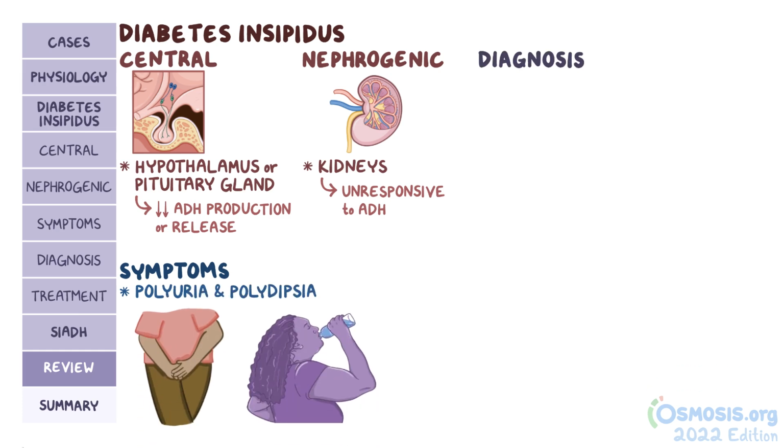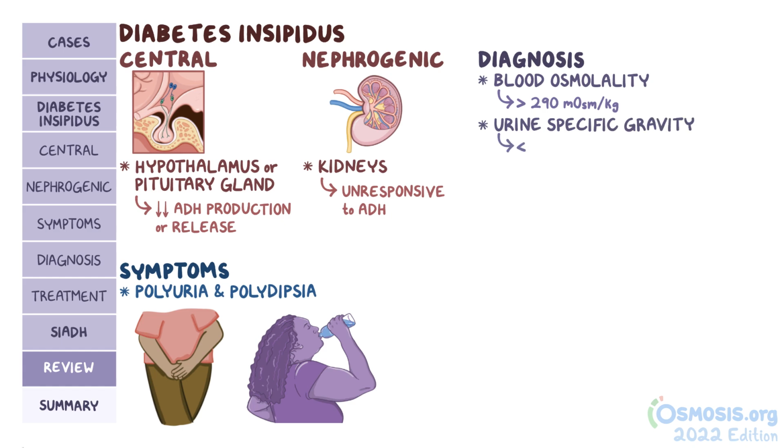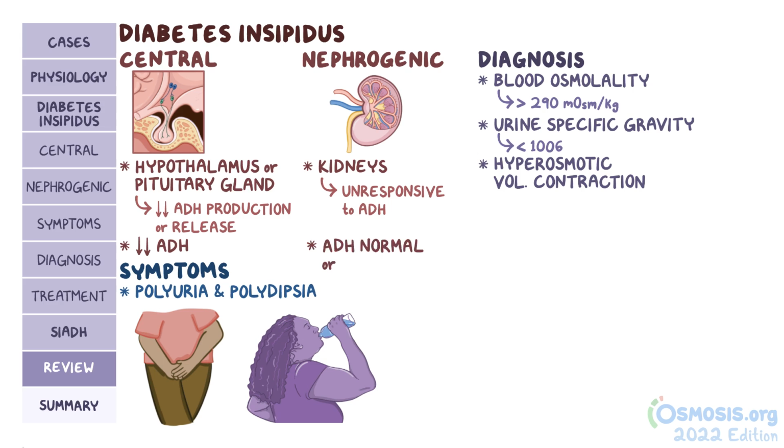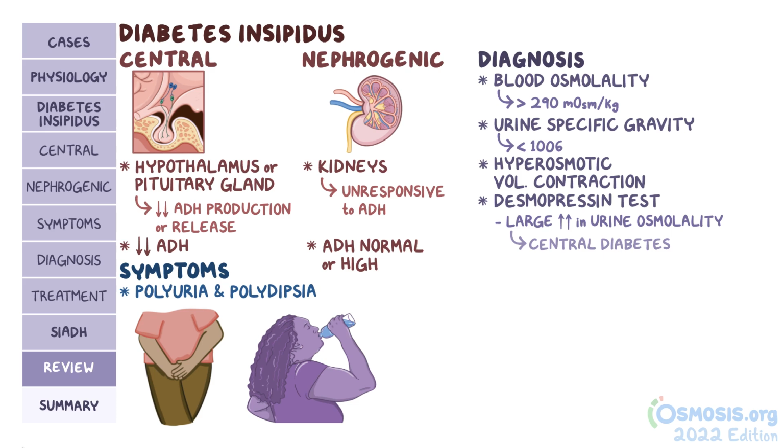The diagnosis of diabetes insipidus is based on blood osmolality over 290 milliosmoles per kilogram in both central and nephrogenic diabetes insipidus. The urine-specific gravity is lower than 1006, and there's also hyperosmotic volume contraction. With central diabetes insipidus, there's low ADH, while with nephrogenic diabetes insipidus, ADH is normal or high. During a desmopressin test, a large increase in urine osmolality means there's central diabetes insipidus, and a small increase means there's nephrogenic diabetes insipidus.